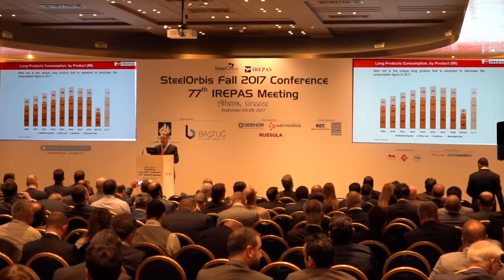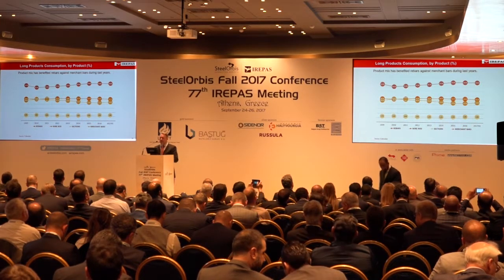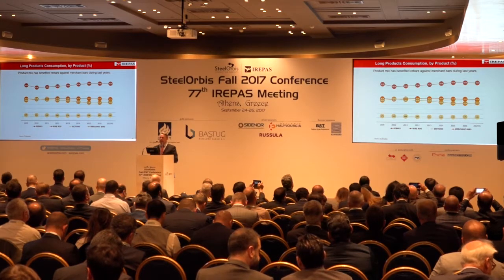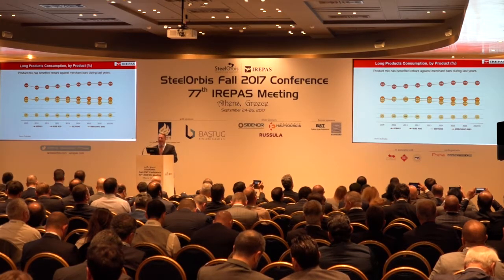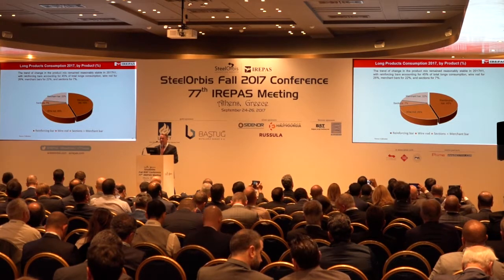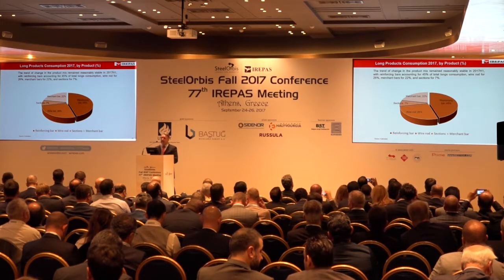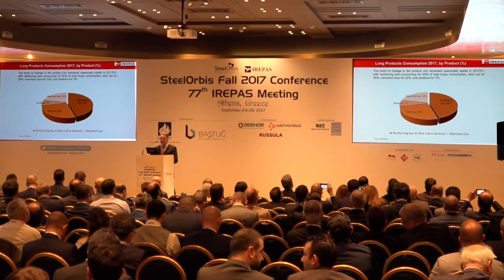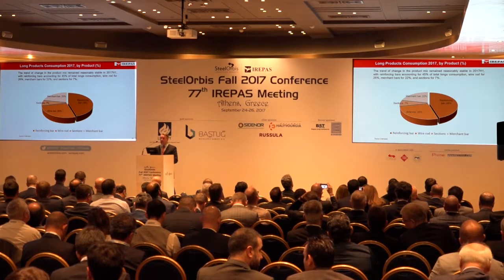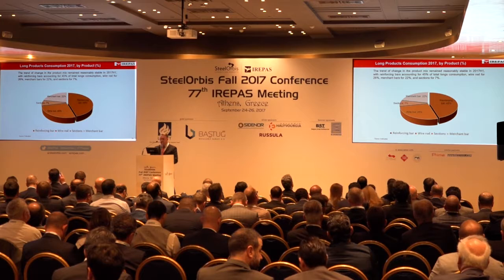The product mix has slightly changed during the last year. Merchant bars have been decreasing, benefiting rebars. But today, in the first half of 2016, the percentages are as follows. Reinforcing bars are 45% of the world's long products consumption, wire rod 26%, sections only 7%, and merchant bars 22%.